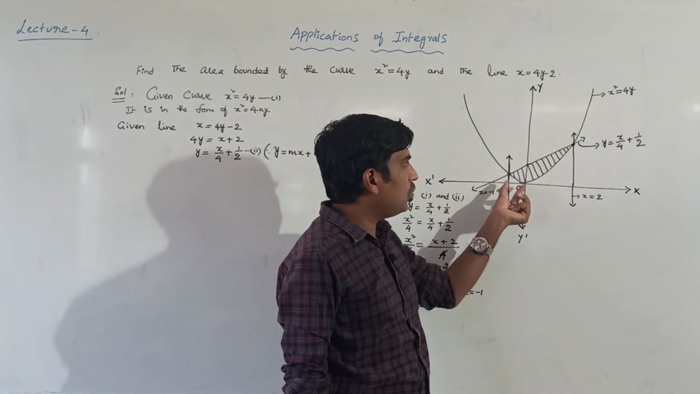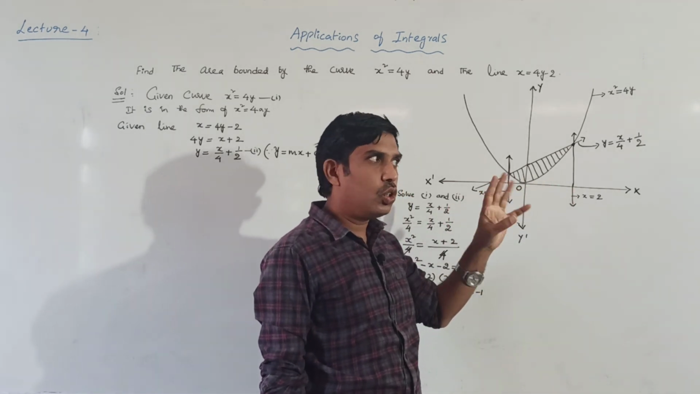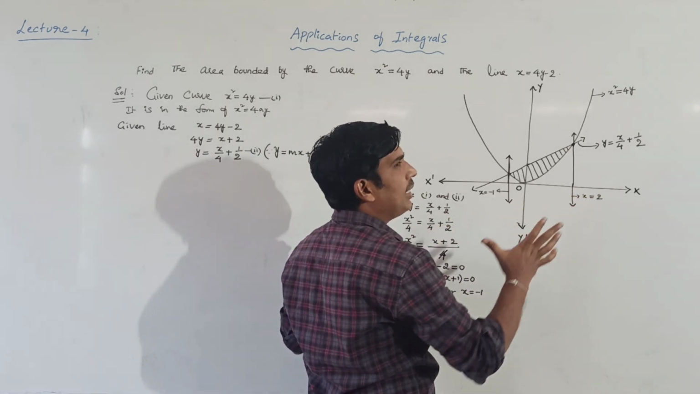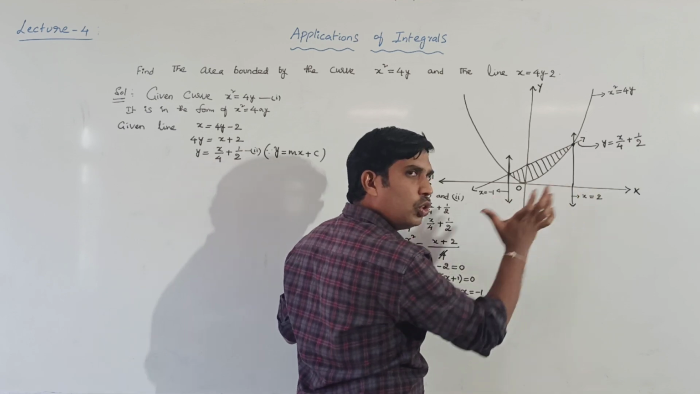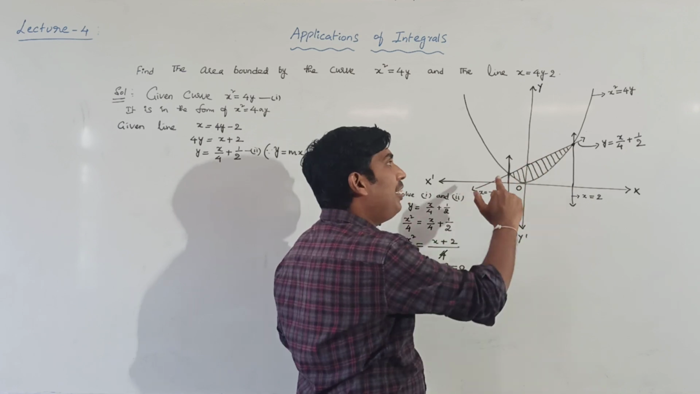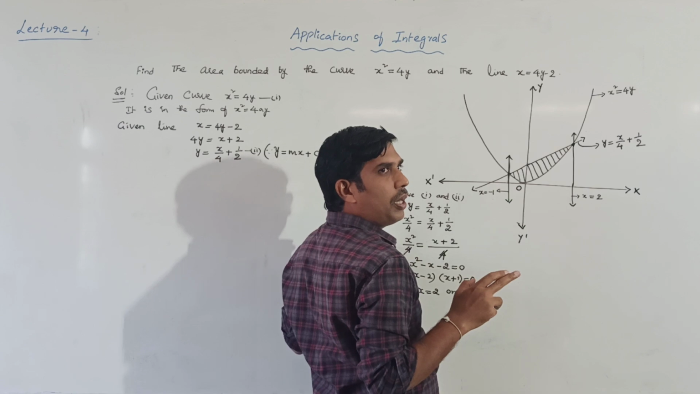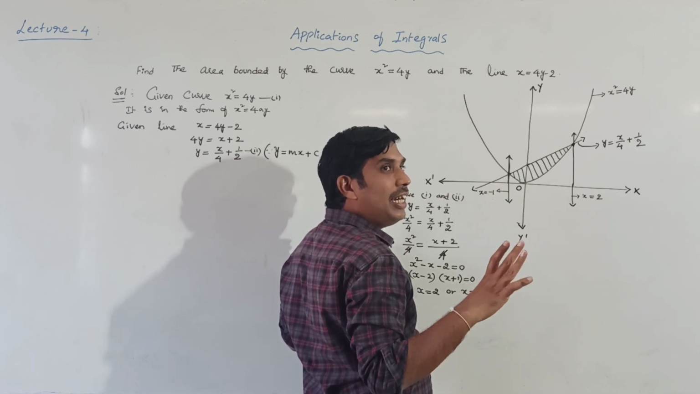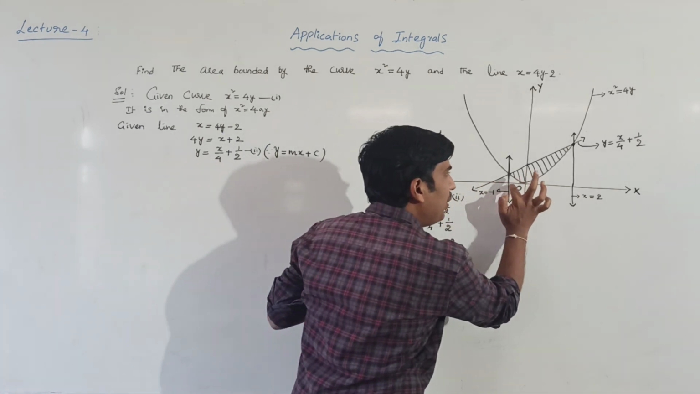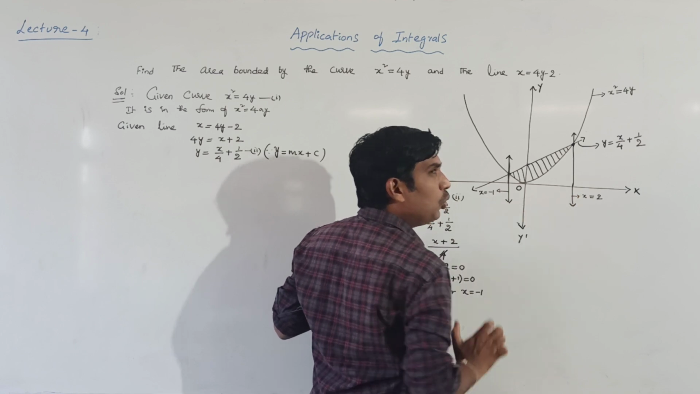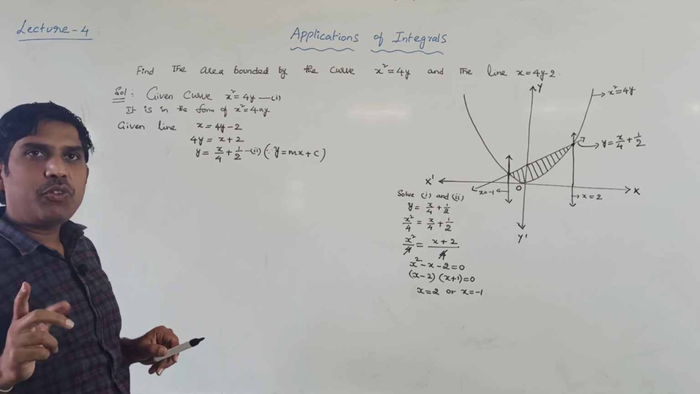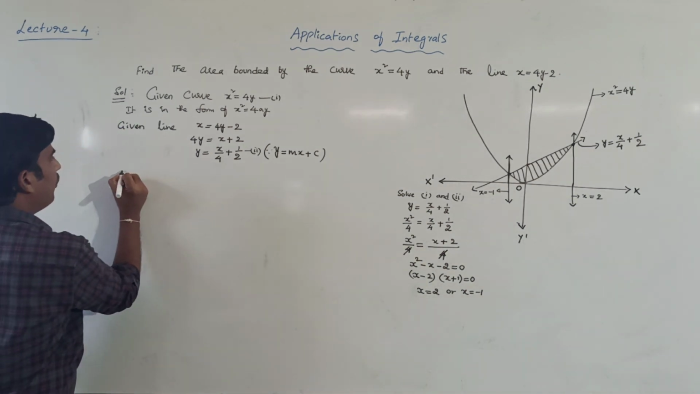So from minus 1 to 0 and 0 to 2 are not equal in area, no? Don't think like that. You can find the area directly from minus 1 to 2. This area is bounded between the line and the curve, between these two limits, and with the x-axis. With the x-axis the area is bounded, therefore the formula is y dx. So go to the required area.